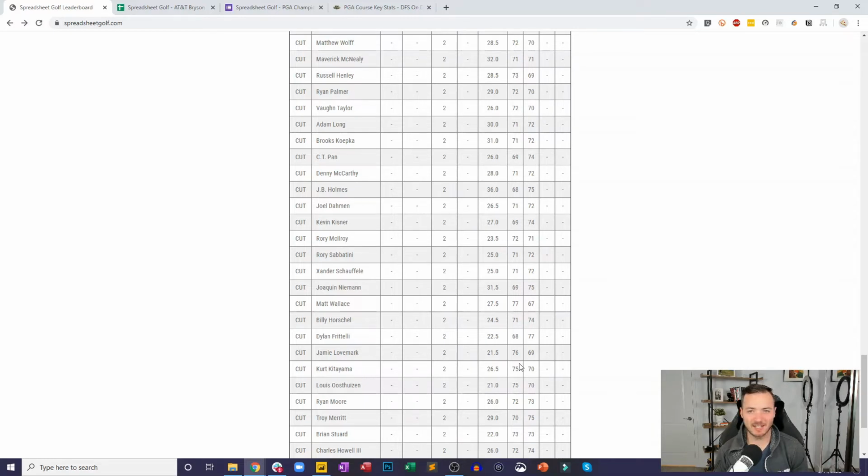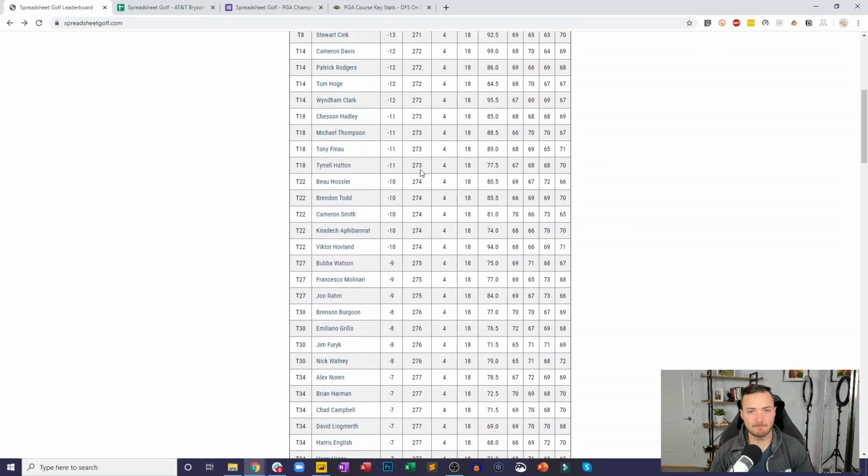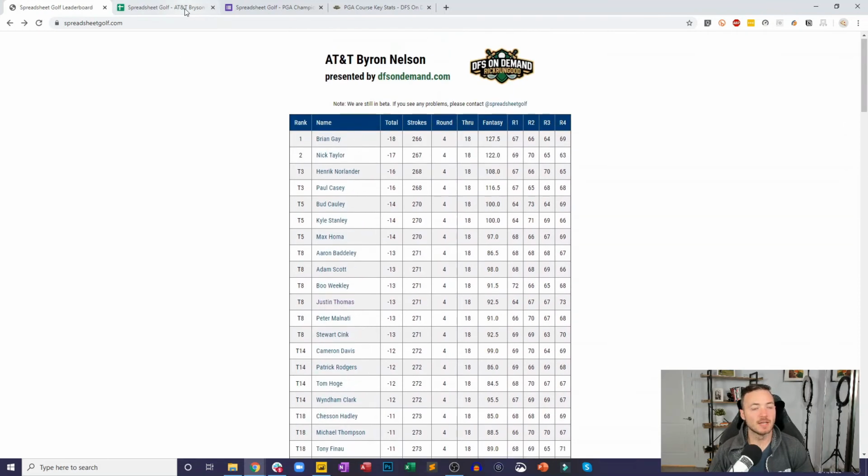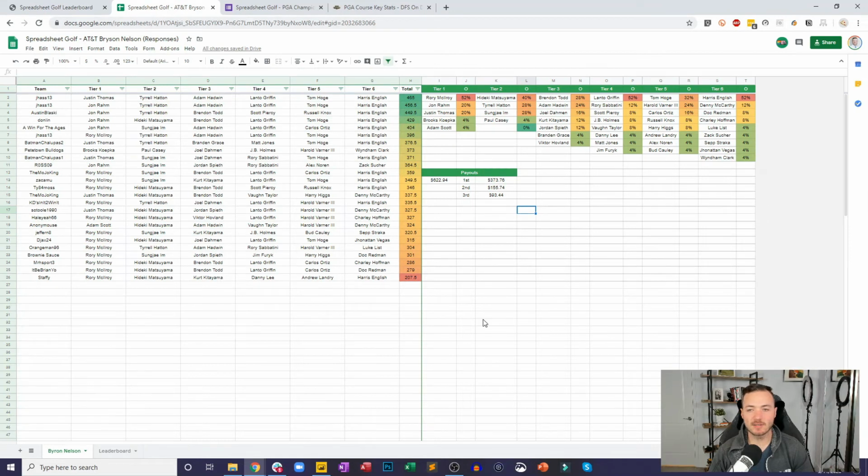This might be week 9 or 10 coming up, and I think this is the first time that Rory has actually missed the cut. So that's noteworthy. Now, if you look at the spreadsheet, these are the actual responses from last week. Rory was owned in 52% of the lineups.